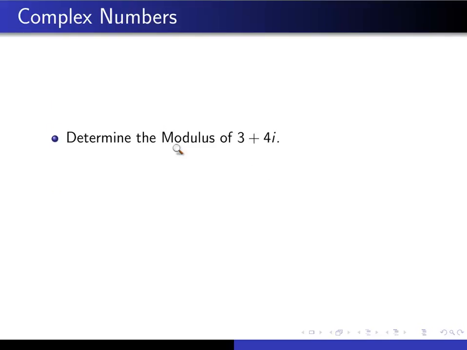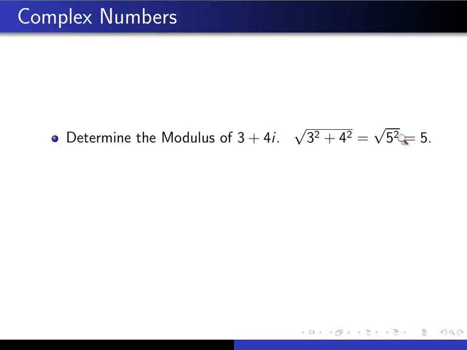Determine the modulus of 3 plus 4i. Well, that's just, you take the coefficients, so here 3 and 4, you square them and add them, and then you take the square root of the total. So in this case, 3 squared plus 4 squared, well, that's equal to 5 squared. So we want the square root of 5 squared, well, that's equal to 5.